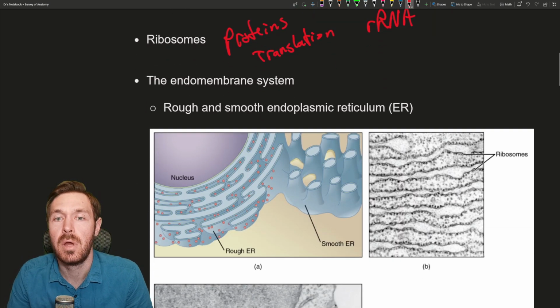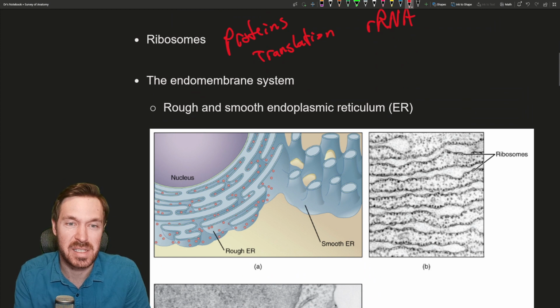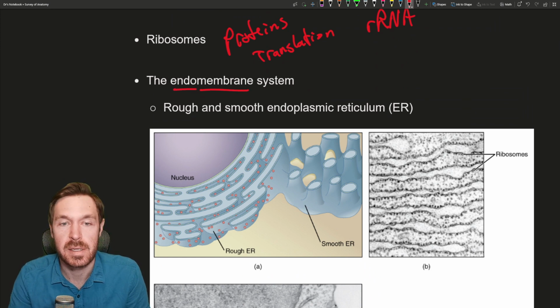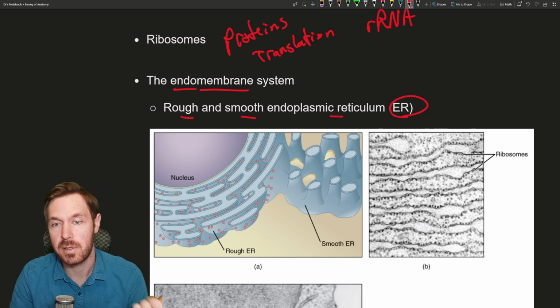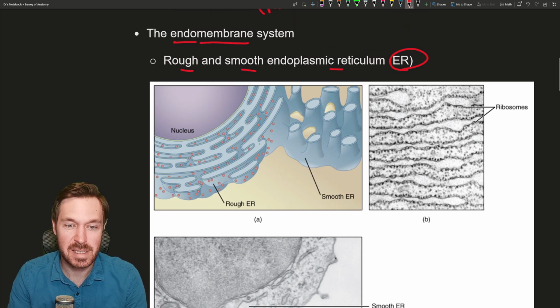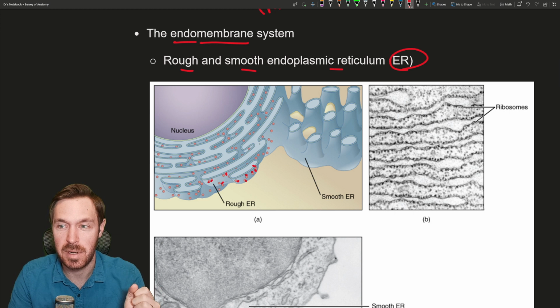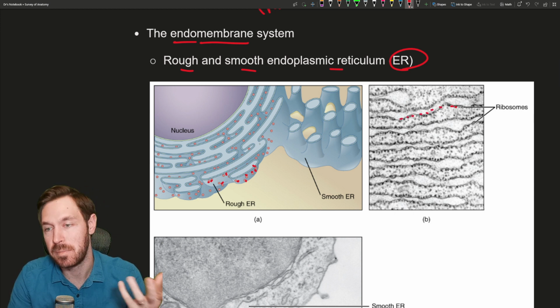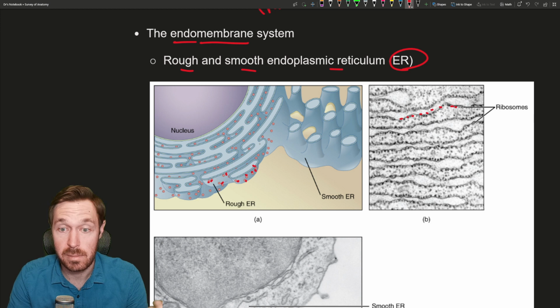Now we get into all the organelles that are part of what's known as the endomembrane system. This means things that are inside the cell that have a membrane. Anything that has a membrane has a phospholipid bilayer. First two are the rough and the smooth endoplasmic reticulum, or ER. Rough ER simply gets its name because it's studded with ribosomes, here in red, and that makes it rough looking. Here you can see all the ribosomes in this scanning electron image of rough ER.